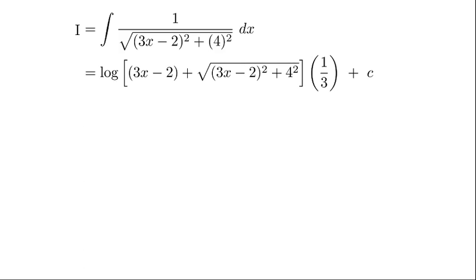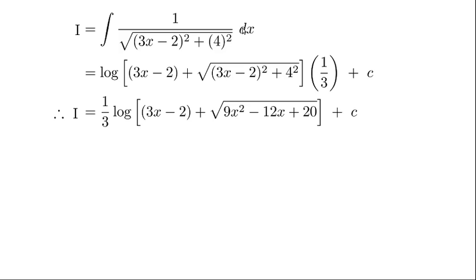So log of 3x minus 2 plus root of 3x minus 2 whole square plus 4 square, into 1 upon 3. 3 is nothing but the coefficient of x. We are dividing this expression by the coefficient of x. So 1 by 3 log of 3x minus 2 plus root of 9x square minus 12x plus 20 plus c.